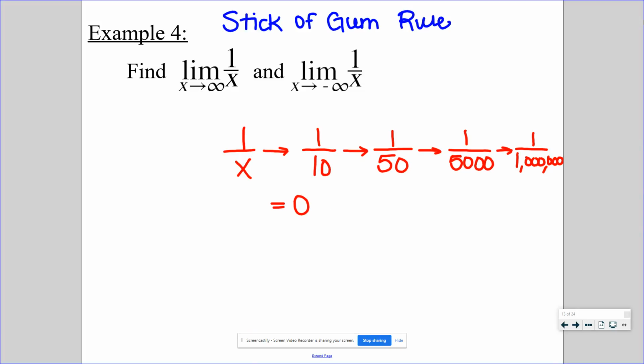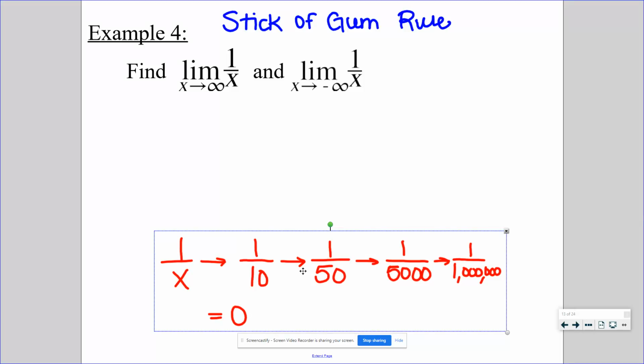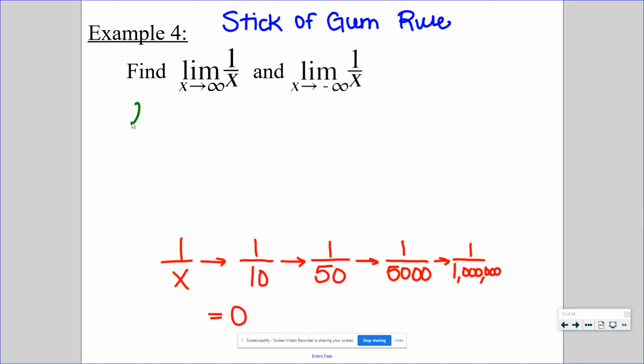So let me move this around and make some space to actually answer these questions. If I want to take the limit as x goes to infinity for one stick of gum divided by some really big number, because x is going to positive infinity, that means I would be left with almost no gum, okay?